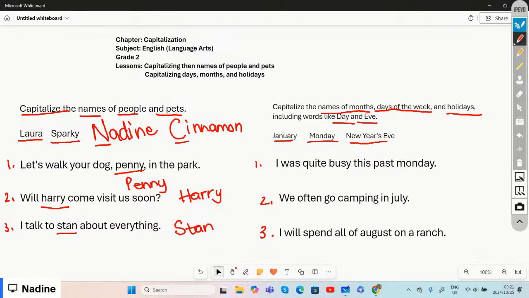All right. So now let's go to number one. We need to choose the word that is not capitalized and fix it. It says, I was quite busy this past Monday. So we will say Monday is the word that needs to be capitalized because this is a day of the week. So we capitalize Monday.